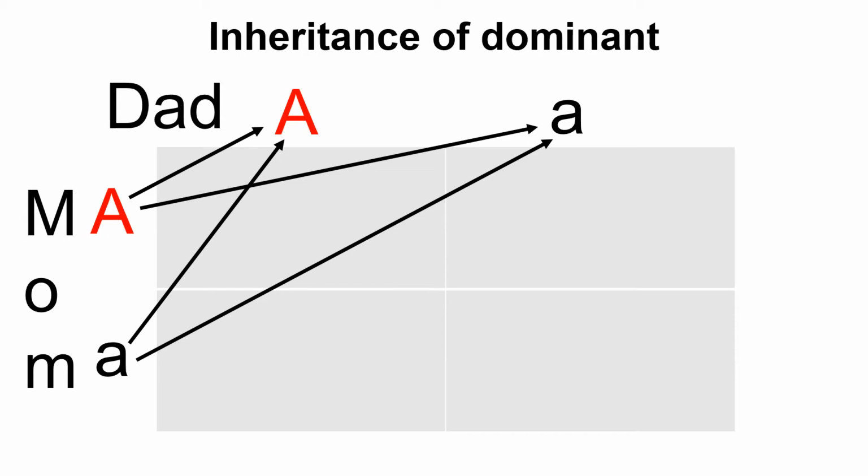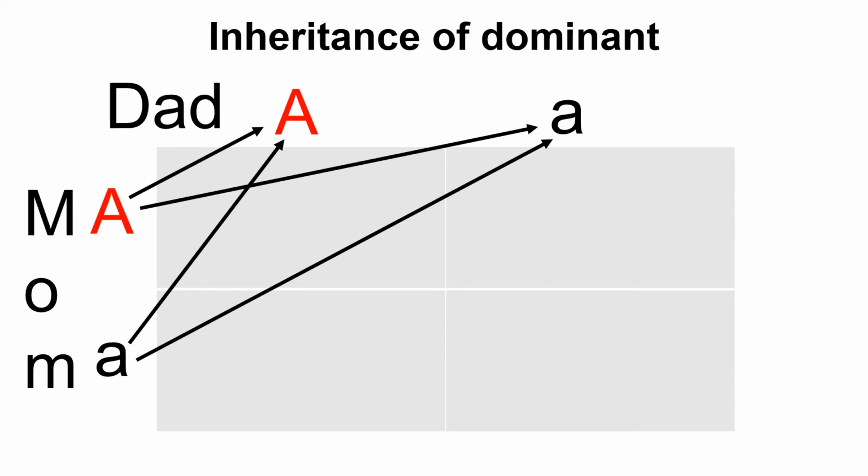So here is a couple, and both of them are heterozygous. The genotype of the dad is represented on top. The dominant allele is represented by an uppercase letter A, and in this case that uppercase A has a different color, red, to show you that that's where the mutation is. And I also have a lowercase letter a.